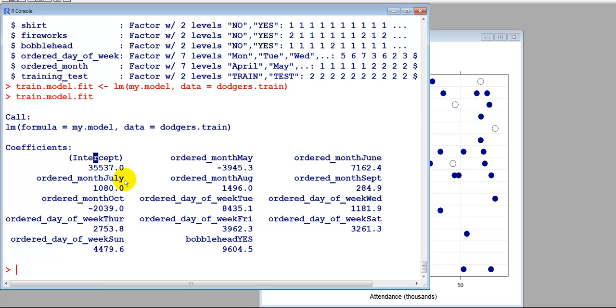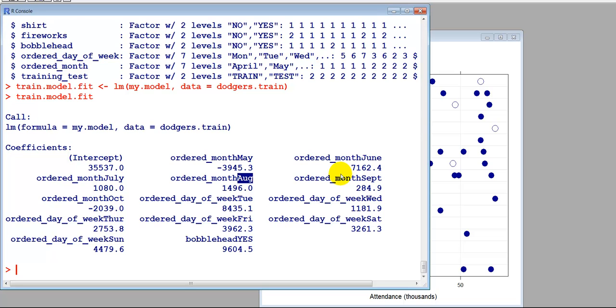But what R does, and fortunately it does it, is it takes the factors, the ordered month variable, and splits it into each level of that factor. In other words, the levels are the different months. So we have one for July, one for October, one for May, and for each month it makes a separate variable, except for one of the levels, usually the first one. The first one was April, and I don't think there's an April here. So for all the other ones it makes one.